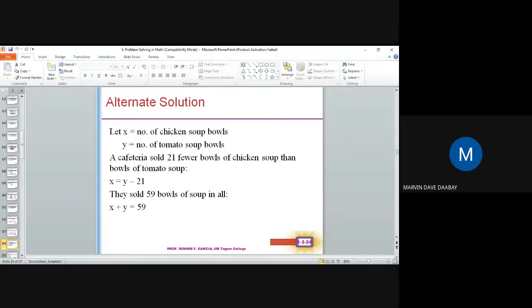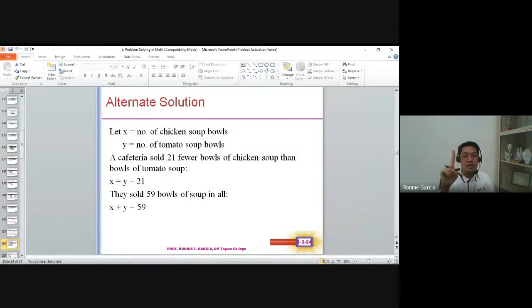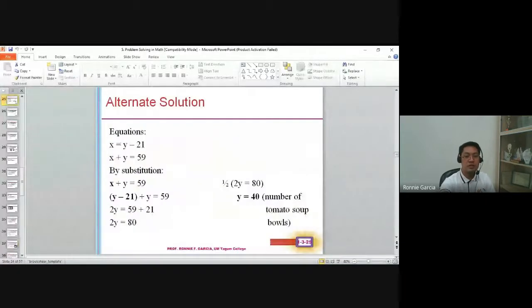Duha, sir. Duha. Nah kay x is equal to y minus 21 gikan sa 21 fewer bowls daw ang chicken soup as compared to tomato soup. So minusan nimo 21 ang tomato kay y man siya. Y minus 21 mao to siya ang value sa x. Ang second equation katong total nila tanan, tomato soup and chicken soup is equal to 59, so x plus y equals 59. So we have two equations. Unsaon ni siya pag-solve karon? Okay, unsaon pag-solve? Can you still remember your algebra?